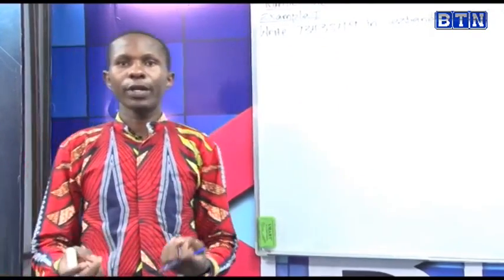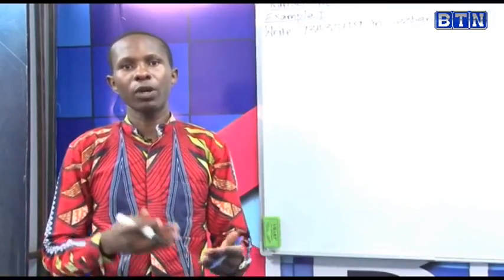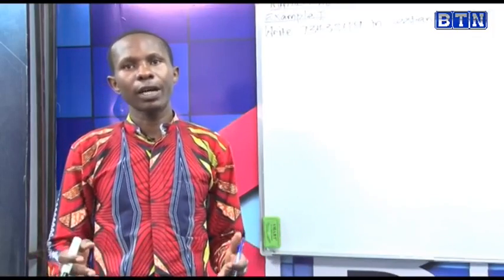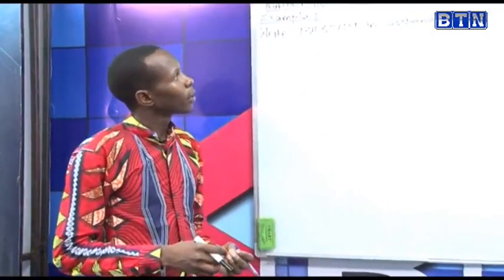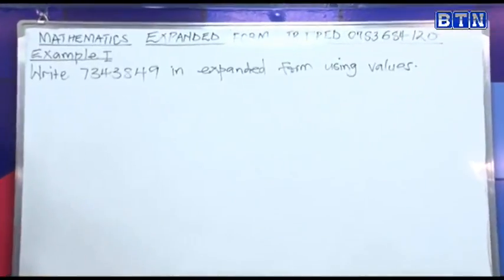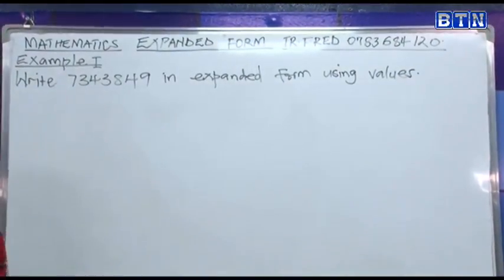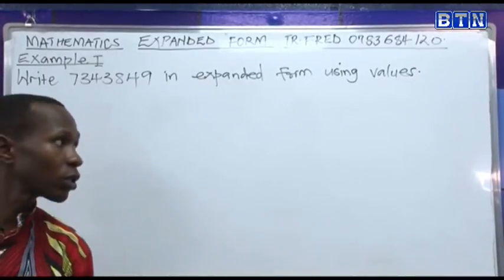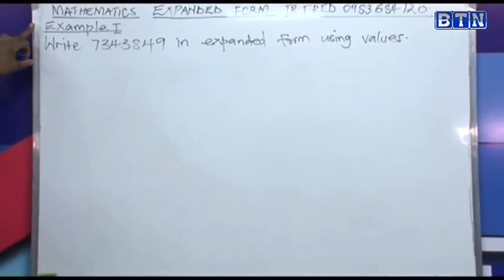For those who have been following us, they know where we ended last time. We have looked at place values, we have looked at values, and so on. So this time around, I want us to look at expanded form. Expanded form has also got different methods that we are supposed to use to work out numbers. So let's look at the first example, and we see what does it want us to do.